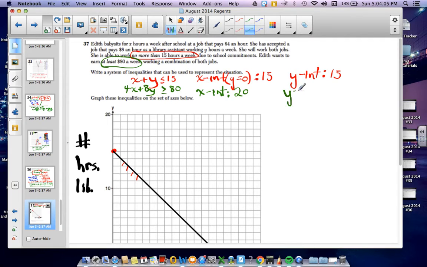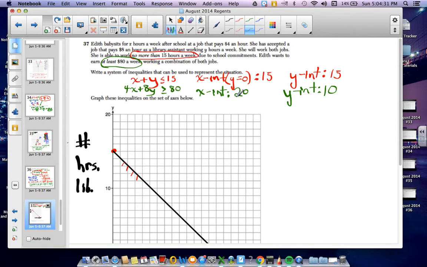For the y-intercept, I'm going to pretend the x value isn't there, and it's going to say 8y equals 80. If I divide by 8, I'll get 10. Basically, for this intercept component, you're just pretending the other variable isn't there and solving for that variable.